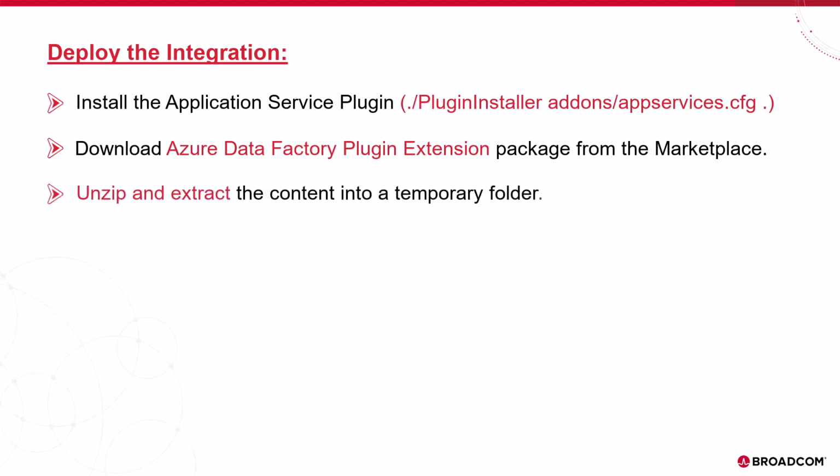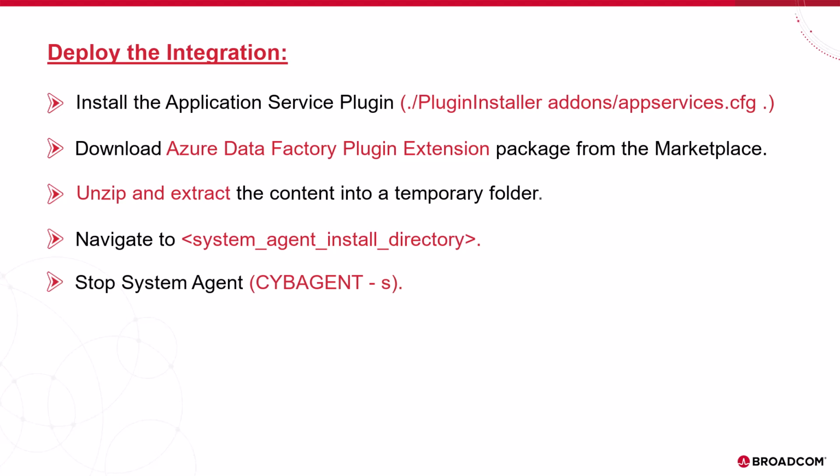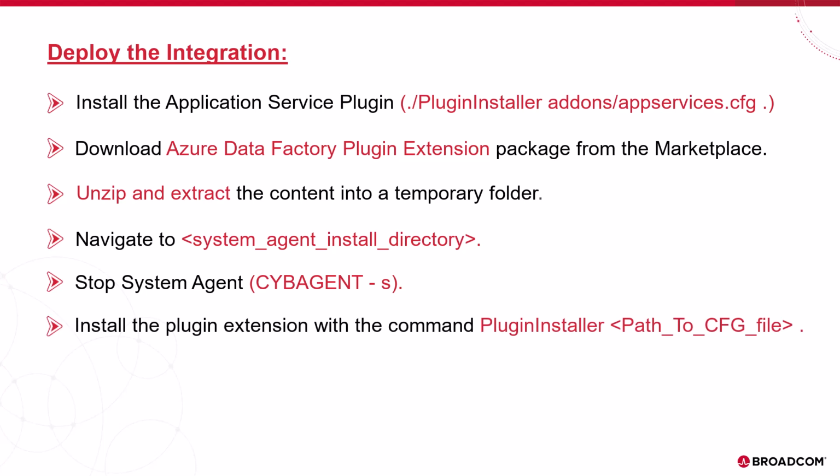Unzip the package and extract the content into a temporary folder. Navigate to System Agent Install Directory. Next, we must stop the system agent with the cybagent -s command. Install the plugin extension with the command plugininstaller path to CFG file. Now, restart the system agent with the cybagent -a command. Remember, this integration uses Azure Data Factory Public REST API.